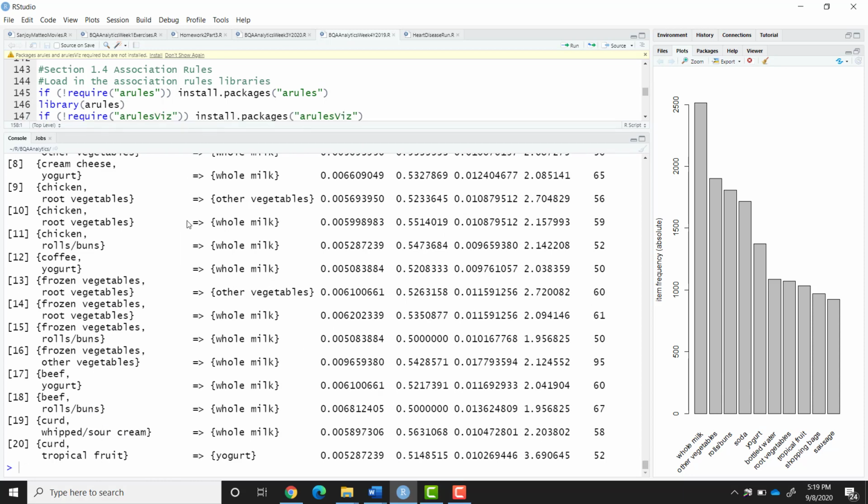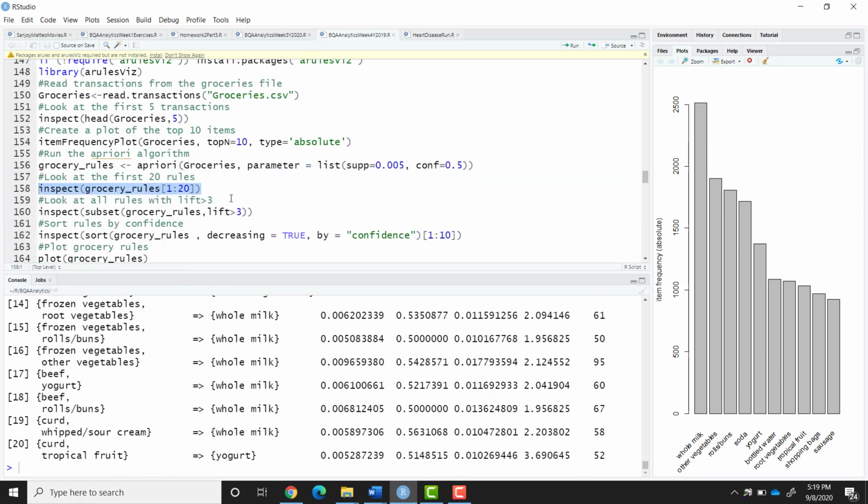We also have different ways of selecting rules. We can, for example, choose all the rules with a lift of 3. So all this says is the subset command basically says we're going to take a subset of our rules, and we're only going to choose those where lift is greater than 3. We could do something similar for confidence. We could say, hey, everything with confidence greater than 0.6.